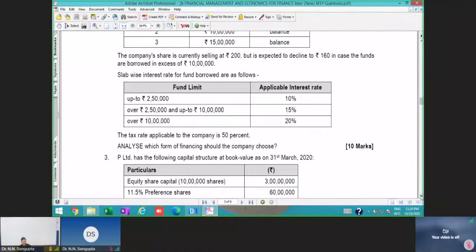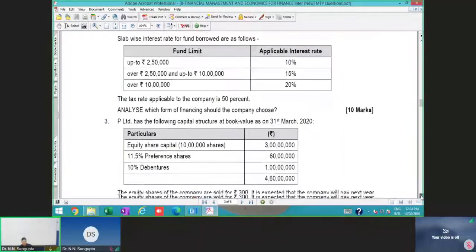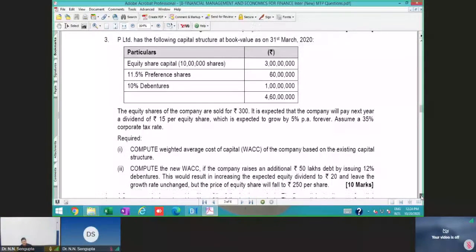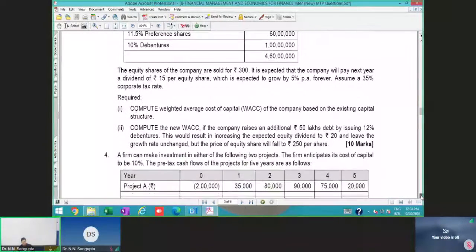So this is the second question. Forms of financing. Then the weighted average cost of capital, a very popular kind of question.